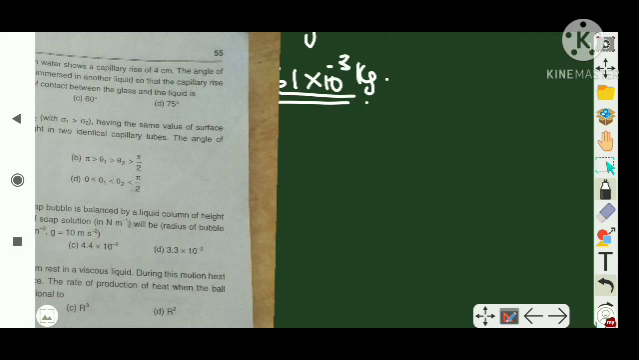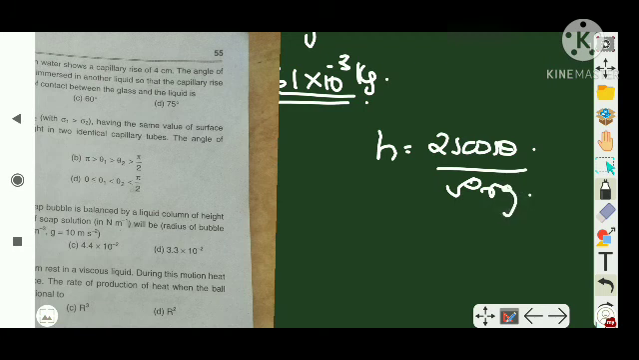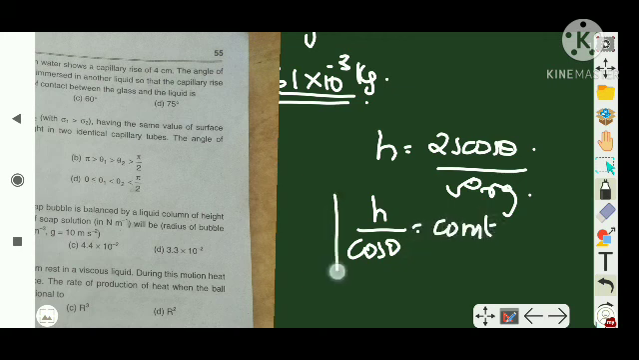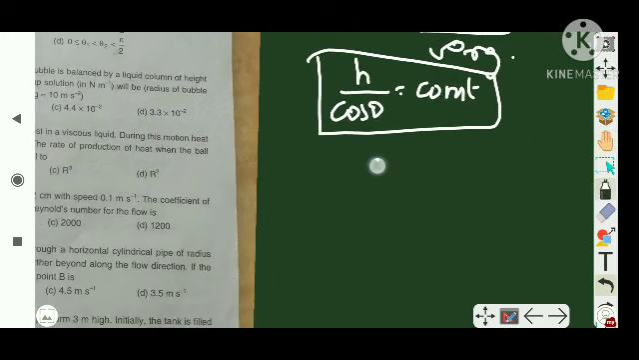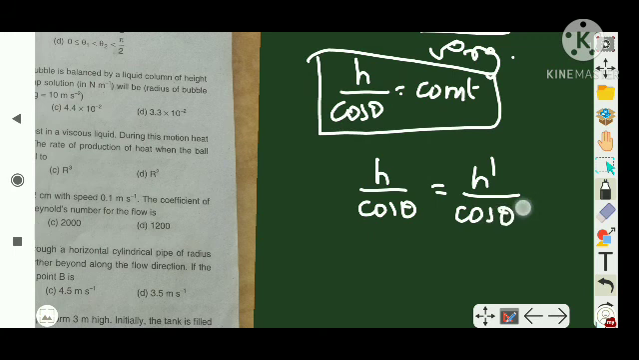So let us write. I hope you remember the equation. h is equal to 2S cos theta by r rho g. So h by cos theta is always constant. So h by cos theta is equal to h dash by cos theta dash. Now you are given h value as 4, cos theta is cos 0 which is 1.